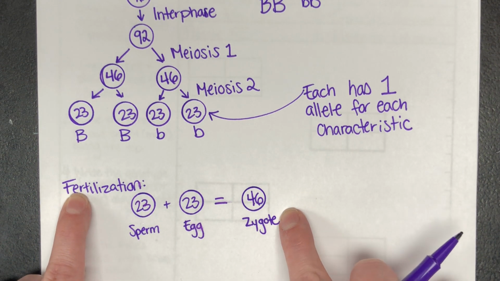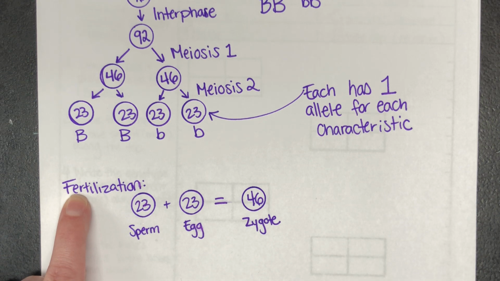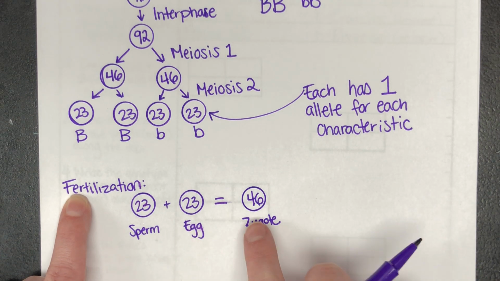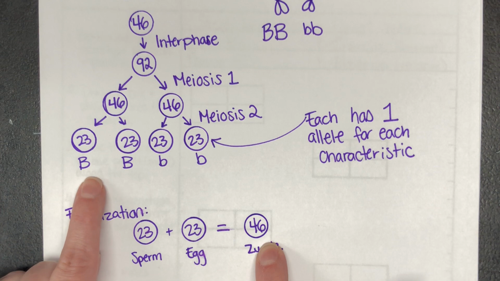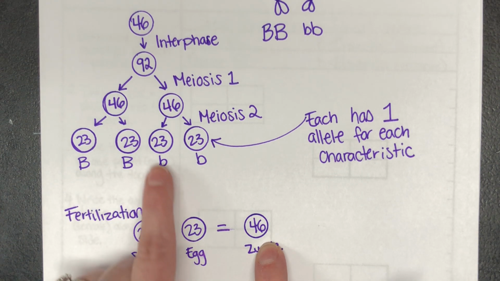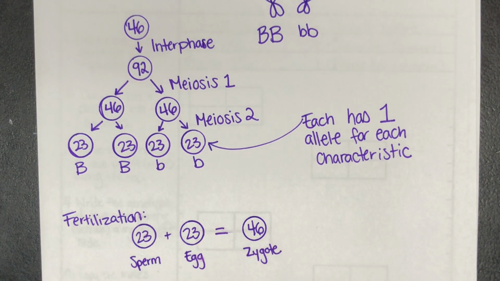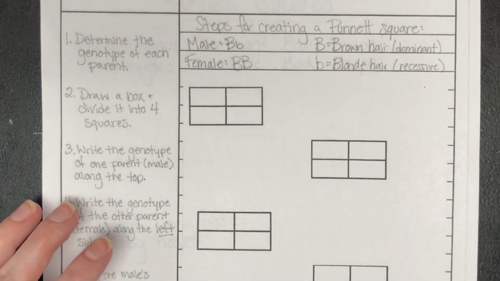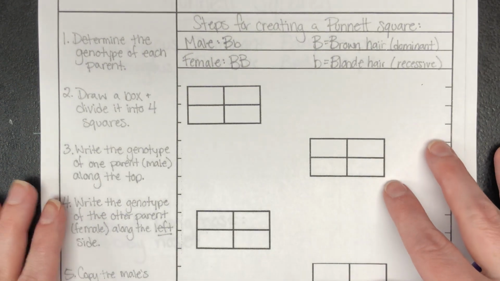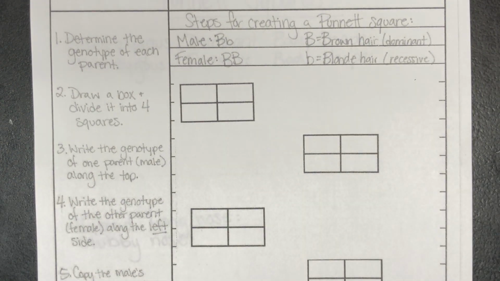So here's the question that Punnett Squares are answering. What is the likelihood that you got this one versus this one? Now let's go through it. I'm going to use the notes that we used in class, so if you missed them or if you just want to run through them one more time.